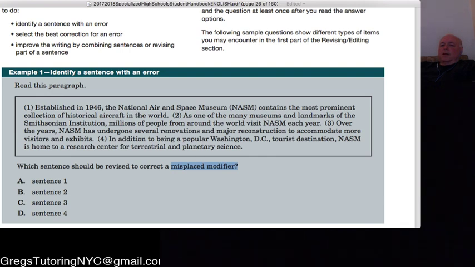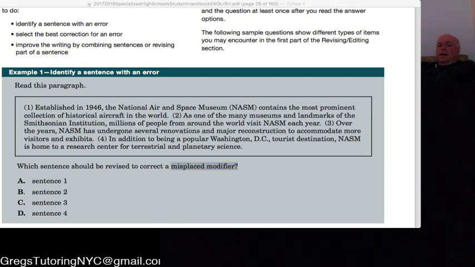As one of the many museums and landmarks of the Smithsonian Institution. So we just talked about how in the previous example, the 1946 establishment modified and gave a characteristic to the NASM. So does that first phrase modify and give characteristics to millions of people? It says, as one of the many museums and landmarks of the Smithsonian, does that apply to millions of people from around the world? That whole thing up to the comma is modifying the millions of people from around the world. Is that what it's supposed to be modifying? Or is it supposed to be modifying NASM? I think it's supposed to be modifying NASM. All right? So the wrong answer seems to be 2, or B in this case.